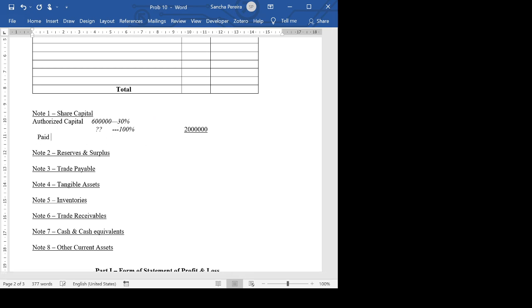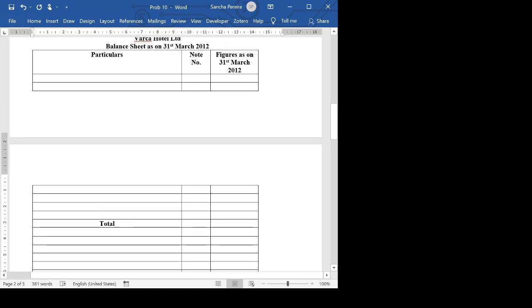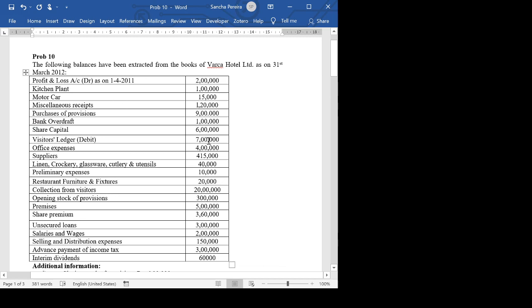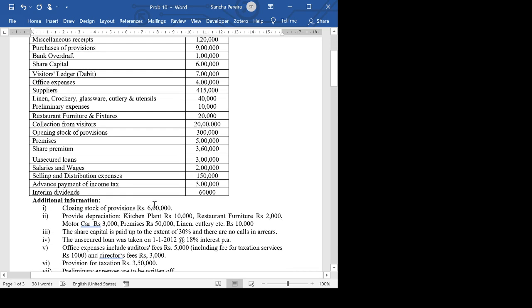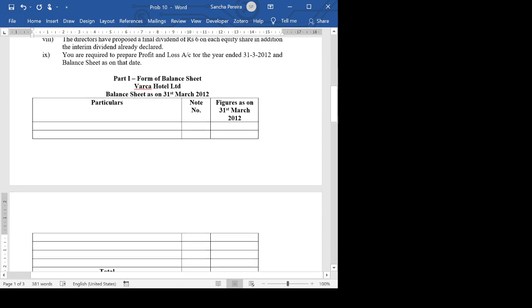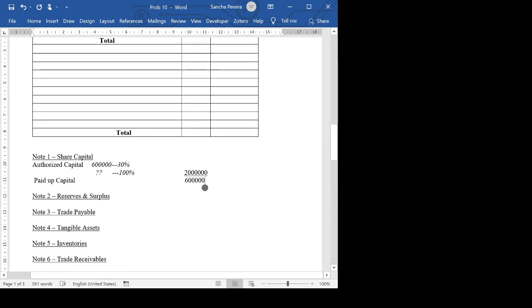And then we have the paid up capital, which is given to us, and the paid up capital is 6 lakhs. This is what we are going to take in the balance sheet. How do I know this? They've said share capital here 6 lakhs, and then they've told us the share capital is paid up to the extent of 30%, and there are no calls. So 30% is completely paid up. So this is the paid up capital.